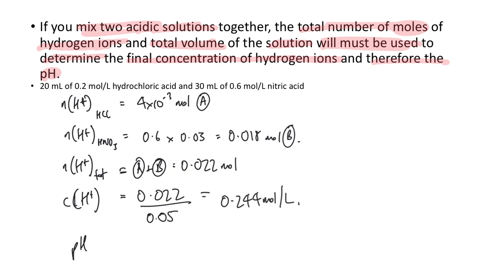And then you can solve for the pH using that: negative log of 0.44, which happens to be 0.357. There are no units for pH. All right, that's the idea. You need to use the total number of moles and the total volume, and therefore work out the pH. Let's have a try of the next one.